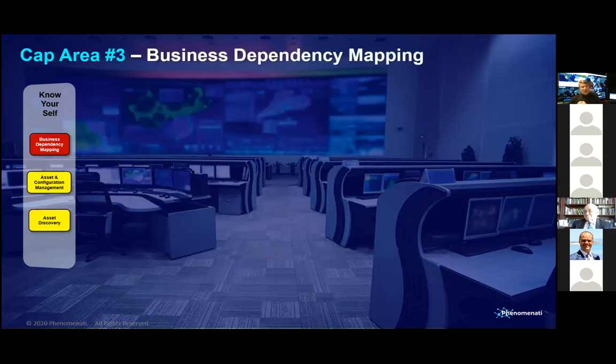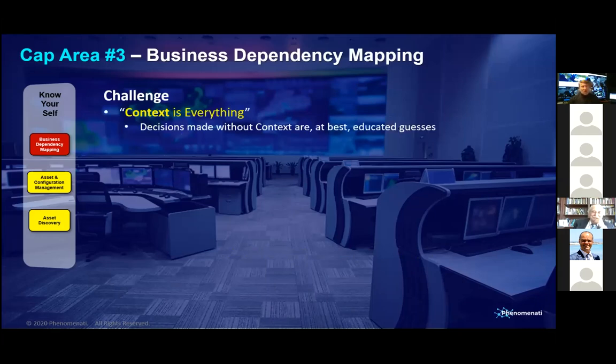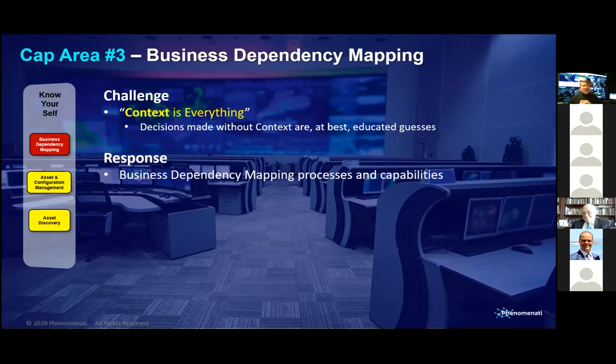And that takes us to the third space here, capability area 3, business dependency mapping. I will confess to you, I've never met anyone that does this well. This is the number one problem with a security ops center. They have no context within which to interpret the events and the incidents that are coming across all of their sensor infrastructure. The typical response here is to actually engage in some type of business dependency mapping. That's a variety of things we can do, from enterprise architecture all the way through to business impact analysis. But no one does it well.